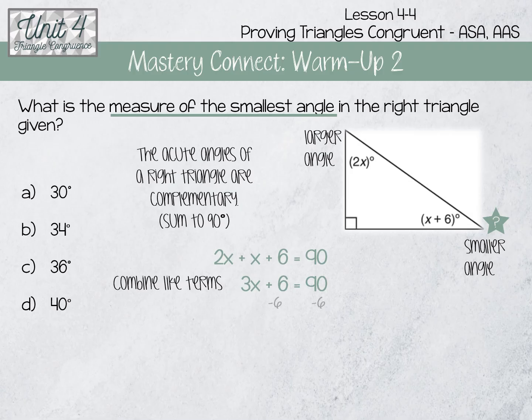Subtract 6 from both sides of the equation. 3x equals 84. Divide both sides by 3. x is 28. Is that what we want? No, but it's not an option there to trip you up. We need the smaller angle. So there's our smaller angle, x plus 6. Throw in the 28 in place of x, or substitute. Combine the terms, simplify that, we get 34 degrees.